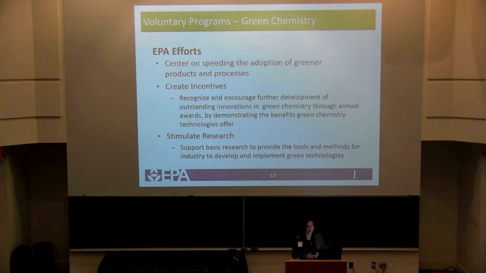At EPA, our efforts in all of our voluntary programs, but including green chemistry, really center on speeding the adoption of these greener products and processes. So we really want to see greener products in particular be designed and developed, see them manufactured in a more green way, and to get them out in commerce and get them used. We do this through a number of different ways. We do have incentive programs.